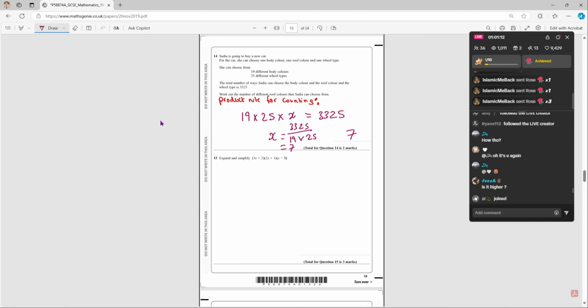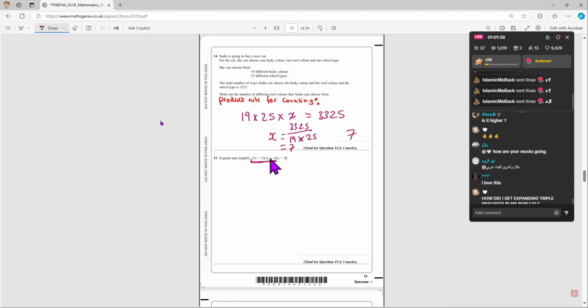Yes, guys, this is the higher paper 2 calculator. And now, going on to our next question, we're going to be expanding triple brackets. When expanding triple brackets, we first multiply two of the brackets and simplify, then multiply the result by the third bracket and simplify.